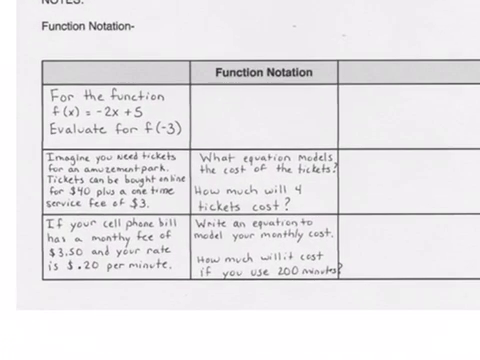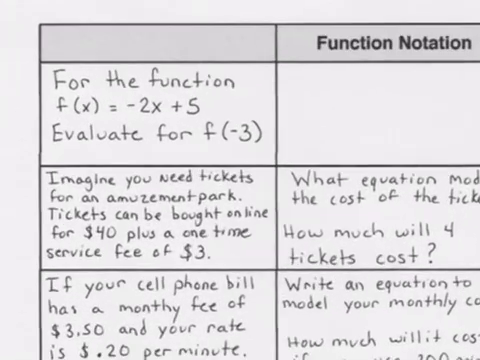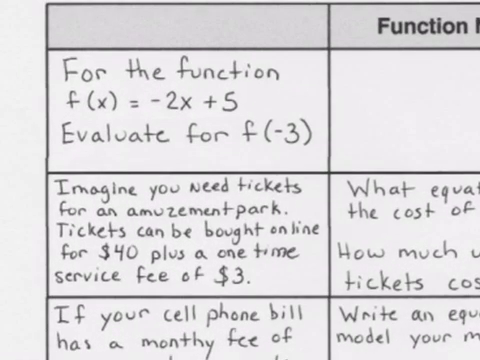Okay, coming down here, we're going to go into function notation. So it says for the function f(x) = -2x + 5, they want me to evaluate that for f(-3). Basically what that means is they want me to plug -3 in where we see these x's.